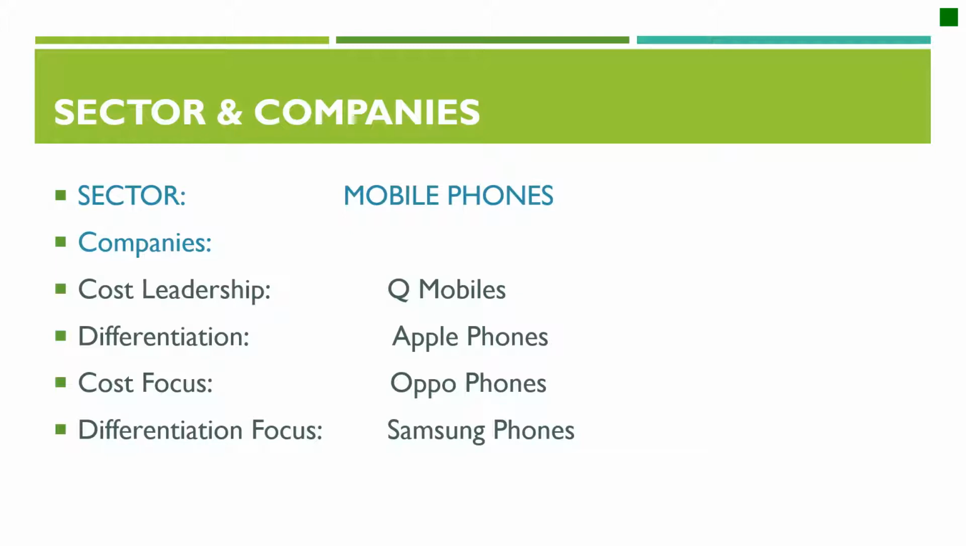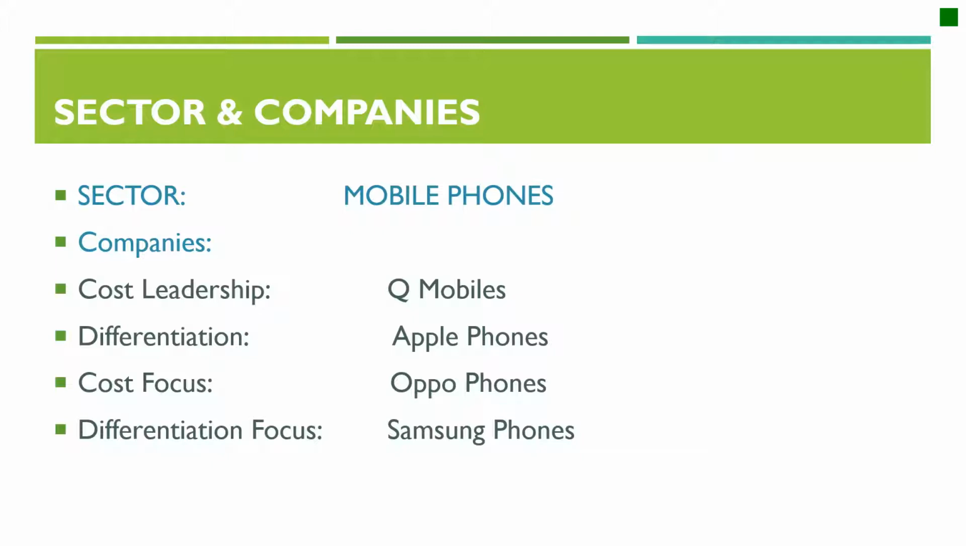We have discussed that in cost leadership there is a low cost, but the industry is very wide. It's not narrow, it's a broad industry. So I have taken an example of Q Mobile, as Q Mobile has a very low cost, and it has captured the very high attention of the people, and the people come in and buy that particular mobile phone.